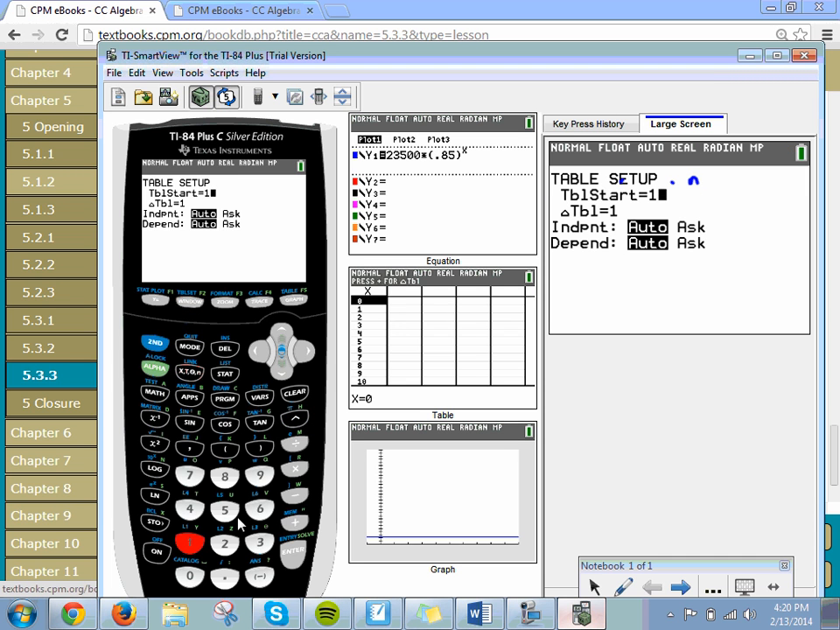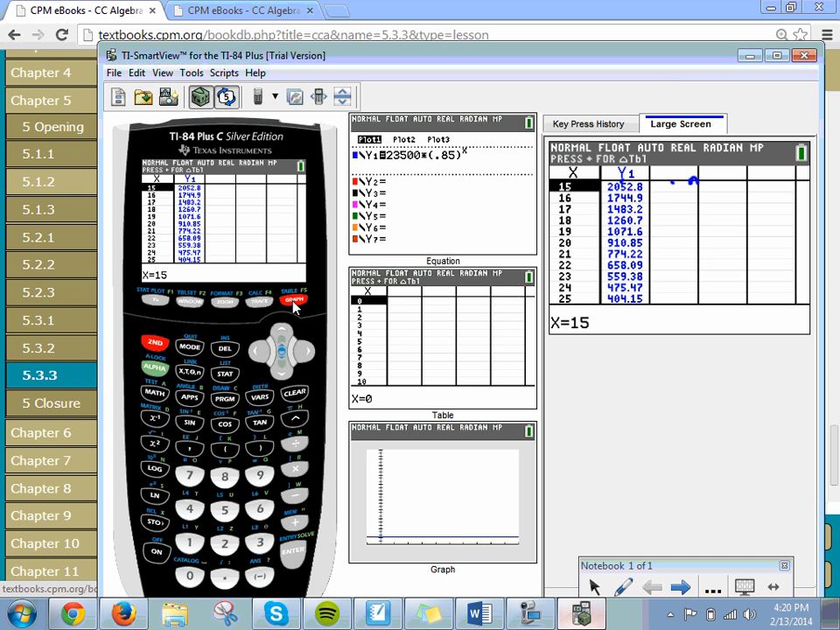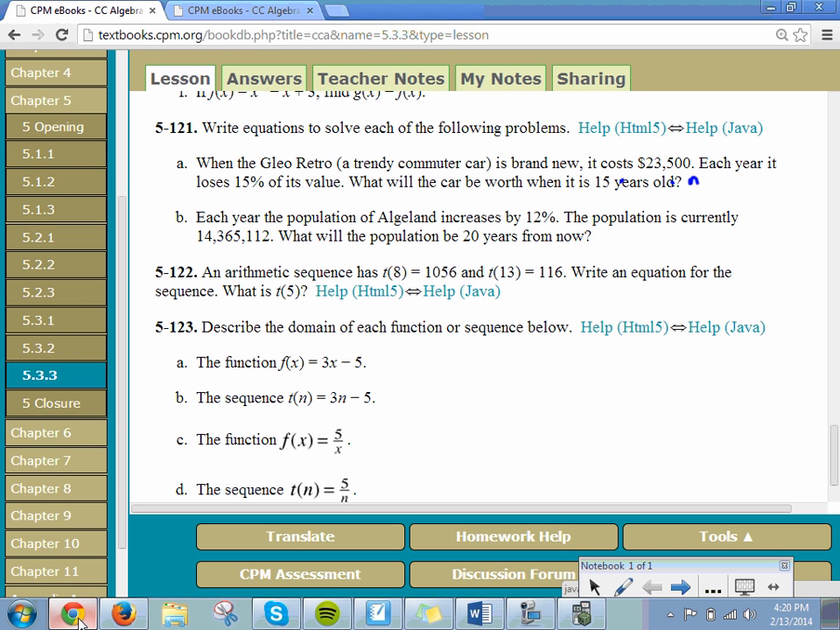When I go to my table, what I'm going to be looking for is after 15 years, and so when n is 15, our y is $2,052.80, and so our car is worth $2,052.80. So after 15 years, the car will have lost almost all of its value.